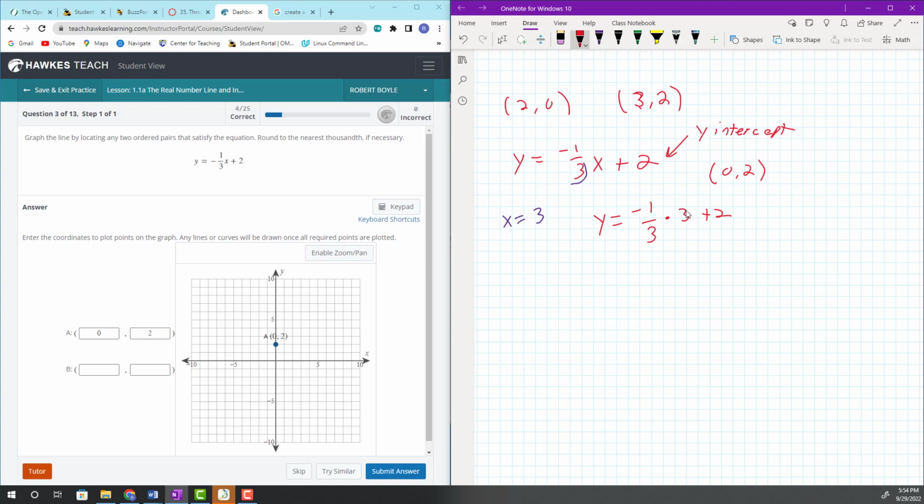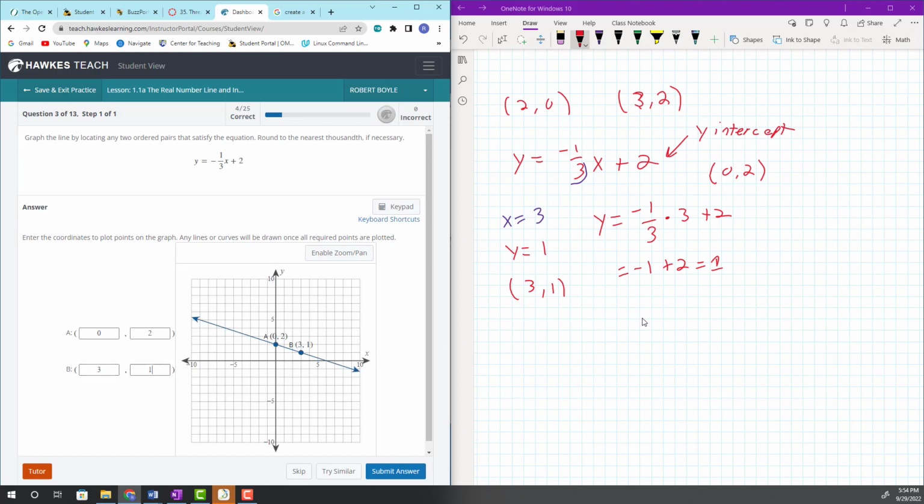Okay, well, 3 divided by 3 is 1, times negative 1 is just negative 1. Plus 2 is going to give you 1. So if x is equal to 3, y is going to be equal to 1. And our next point is going to be 3, comma 1. Okay, so we can put in a 3 here and a 1 there.